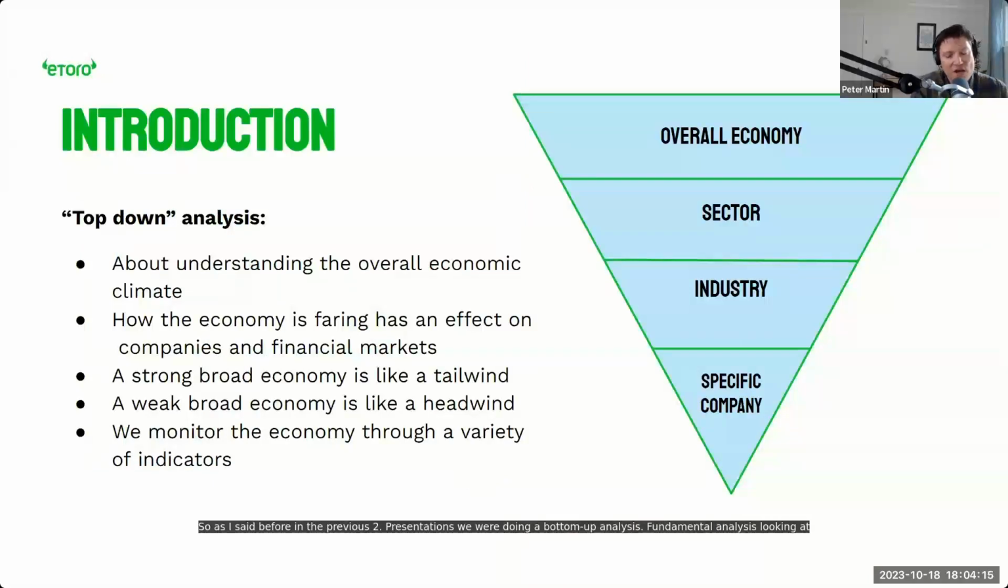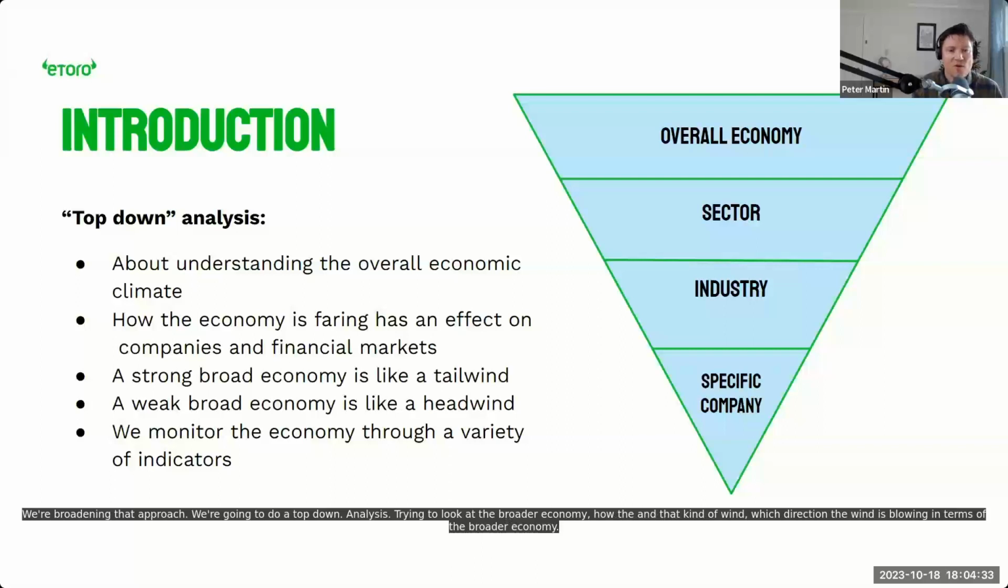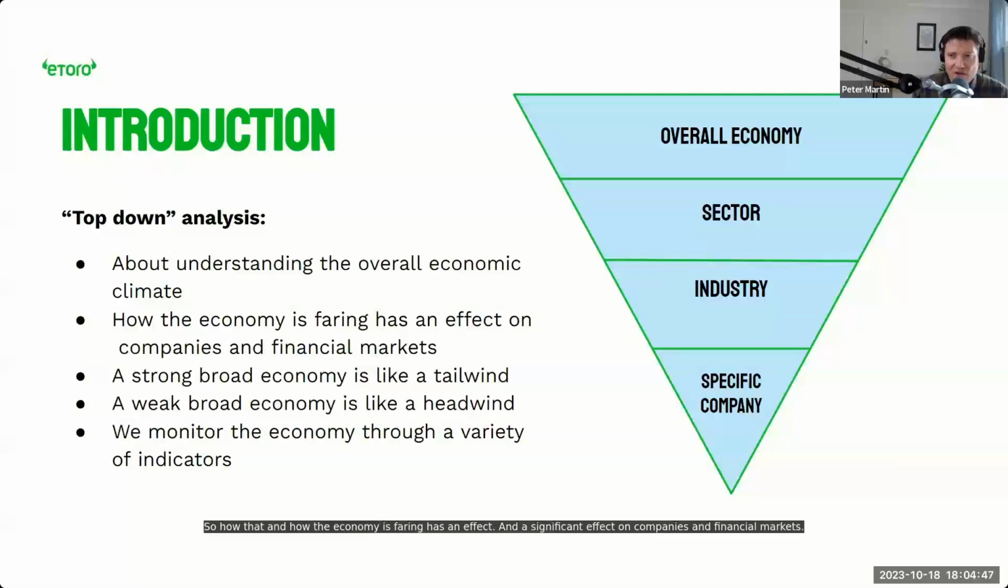As I said before, in the previous 2 presentations we were doing a bottom-up fundamental analysis, looking at the granular parts of a company, its sales and its profits and its capital expenditure. We're broadening that approach. We're going to do a top-down analysis, looking at the broader economy, which direction the wind is blowing. How the economy is faring has a significant effect on companies and financial markets. If the broad economy is strong, that is like a tailwind helping companies to do well. If the economy as a whole is weak, that's like a headwind. It constrains what companies are able to achieve and makes it harder to do well. So we need to know how the economy is faring, and we do that through a variety of indicators, economic releases that tell us how things are going.